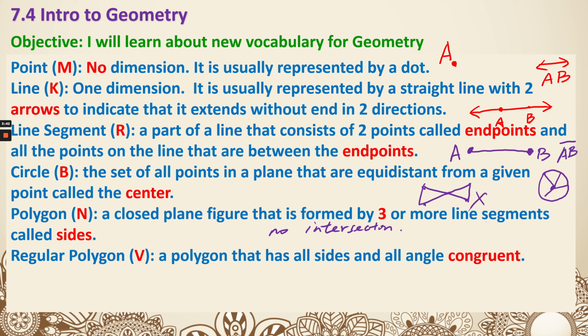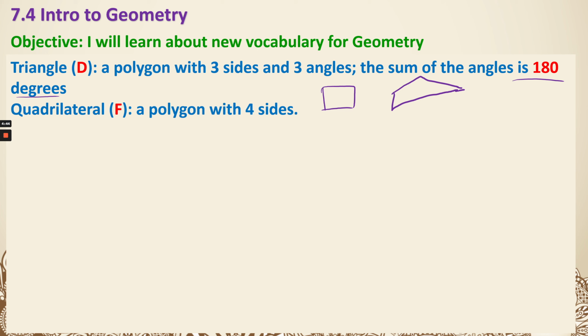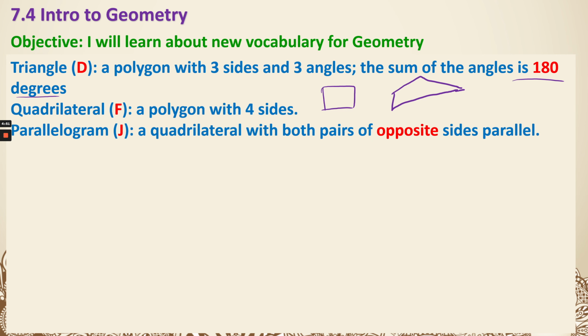Next, quadrilateral matches with definition F. It is a polygon with 4 sides. It could be anything. It could be a special one that we know, like a square, or it could just be like that. Whatever shape, as long as it has 4 sides, that's a quadrilateral. But we also have special quadrilaterals, for example. Next, parallelogram matches with definition J, a quadrilateral with both pairs of opposite sides parallel. So this is a parallelogram. They're not only parallel, they're also congruent.